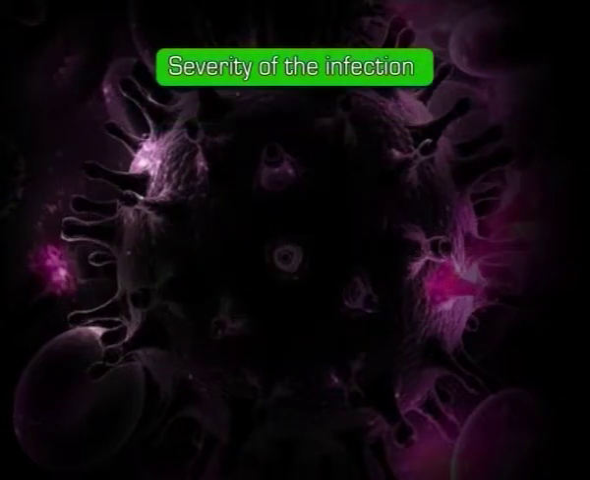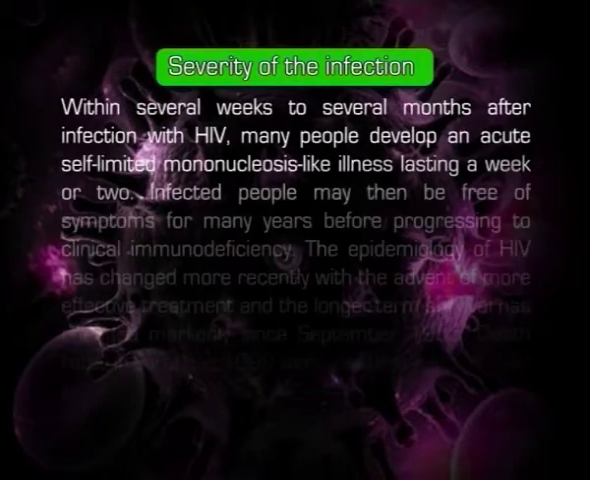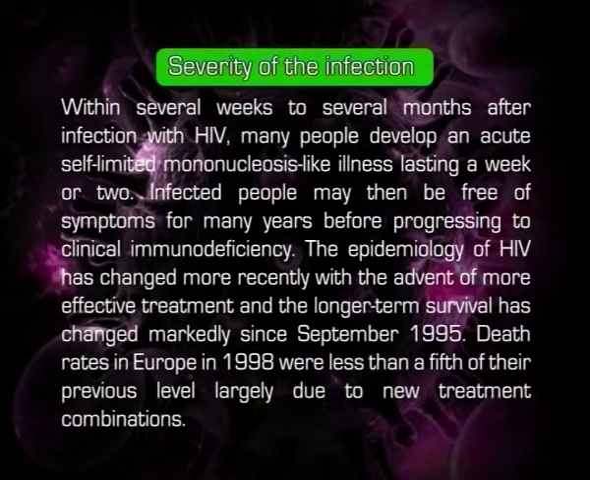Now we have the severity of the infection. Within several weeks to several months after infection with HIV, many people develop an acute self-limited mononucleosis-like illness lasting a week or two. Infected people may then be free of symptoms for many years before progressing to clinical immunodeficiency.